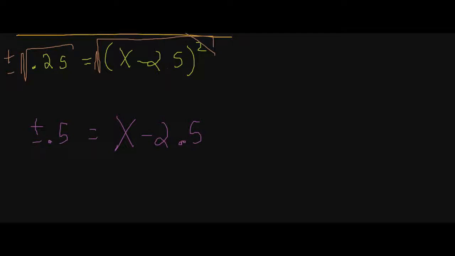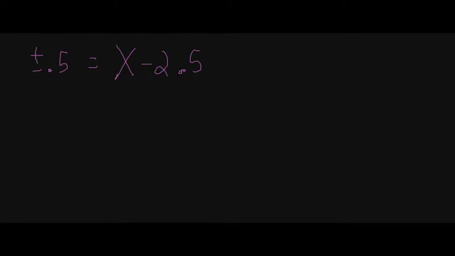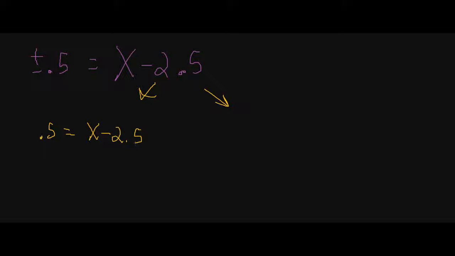Okay, so now when we go to solve this equation here, right, because we have this plus or minus, I'm going to go ahead now and just break it up into two equations, okay? We're going to get 0.5 is equal to x minus 2.5, and then that's just the positive one, right? And now we're going to need to write it with the negative one. So we're going to get negative 0.5 is equal to x minus 2.5.